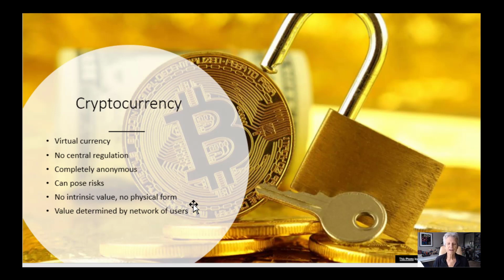It has no central regulation, so it's not backed by any bank. So that means that it has no intrinsic value. The value is determined by the network of users. So as people use that cryptocurrency, they determine how much it's worth. Now, of course, it can pose risks because it's very volatile. If you've been following the news, you've noticed that Bitcoin has gone up and down and up and down, and that's because of the fact that there is no central regulation. It's completely anonymous, which can be good if you're trying to exchange funds with people and you don't want to be tracked. And the value is determined by the network of users.